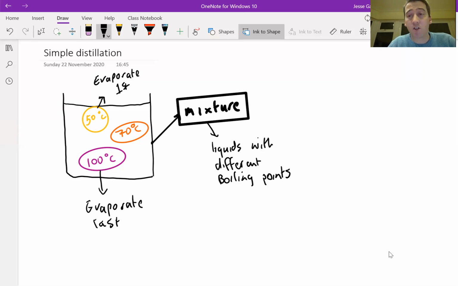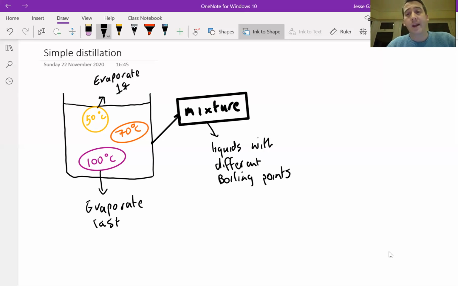And that is the general gist of distillation. It'll separate this type of mixture. If you can think back, if you can name any other separating techniques that we can use to separate different mixtures, I want you to say them to the screen now. 1, 2, 3. I'll give you a minute because there's a few.